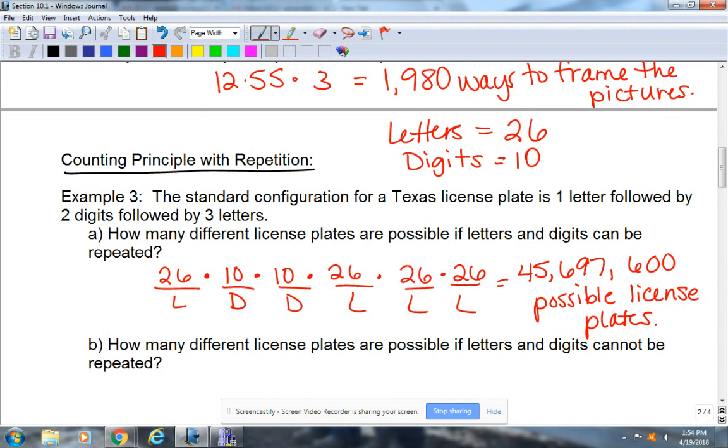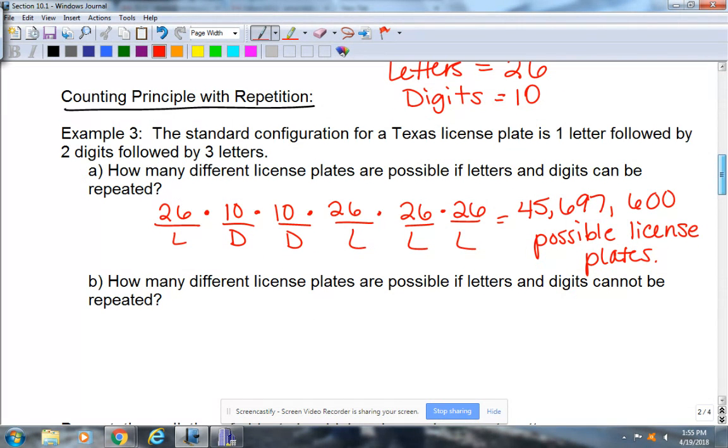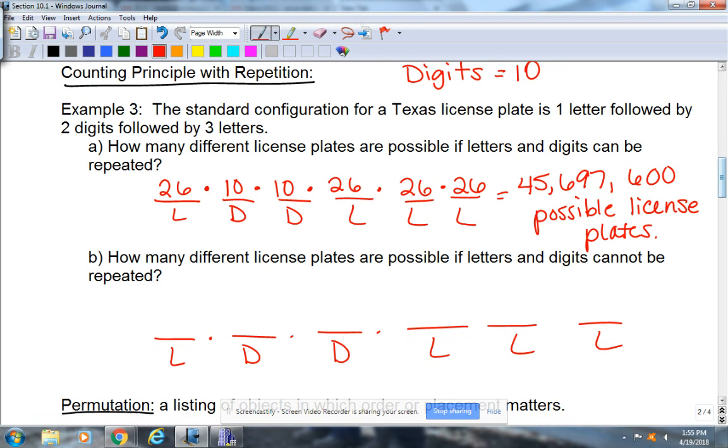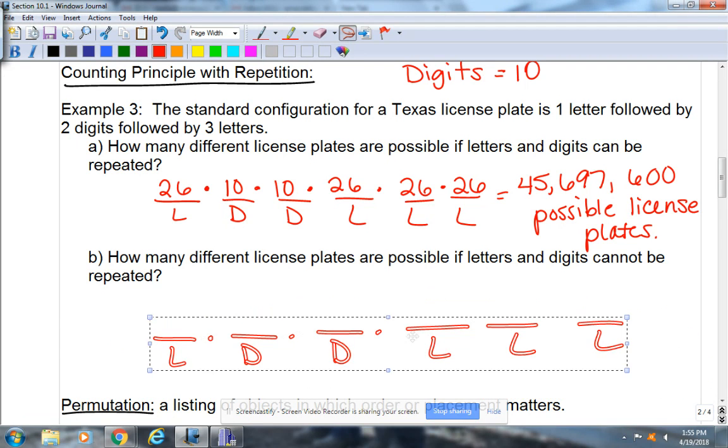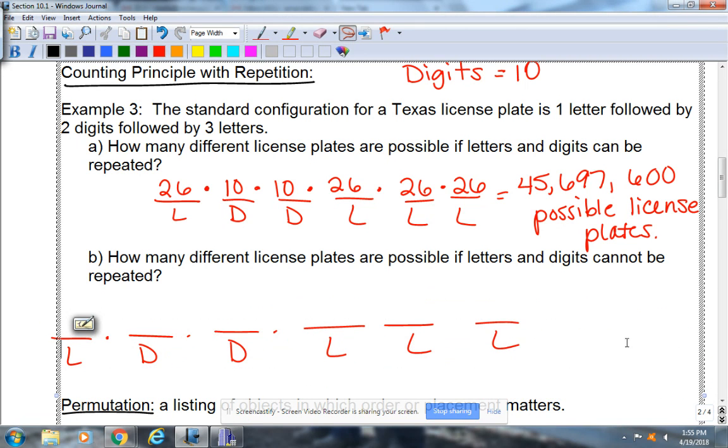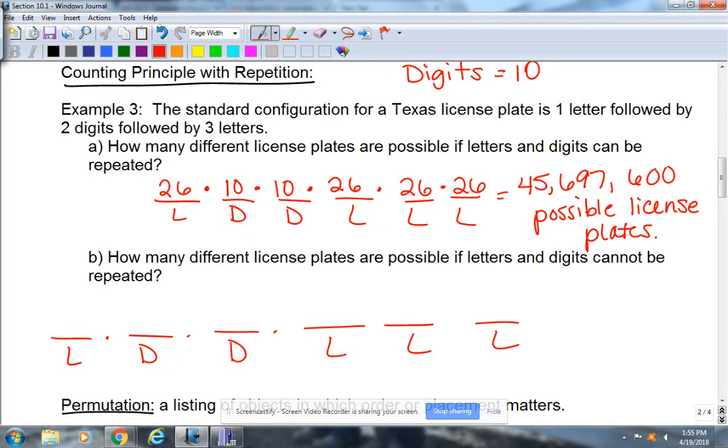All right, so this next one says, How many different license plates are possible if letters and digits cannot be repeated? So again, I need a letter followed by a digit, followed by a digit, followed by a letter, and a letter. Right? Still got to go in that order. This time, though, we cannot repeat them. So if I use one letter for the first blank, I can't use that letter again. Does that make sense? So how many options do I have for my first letter?